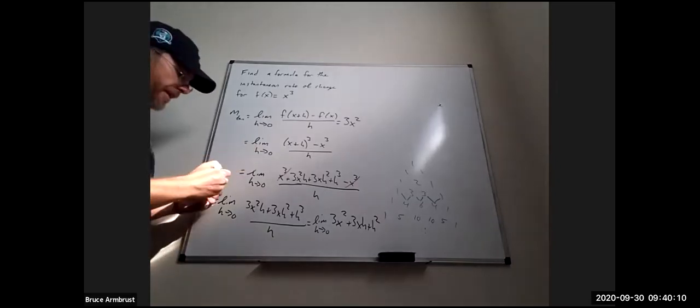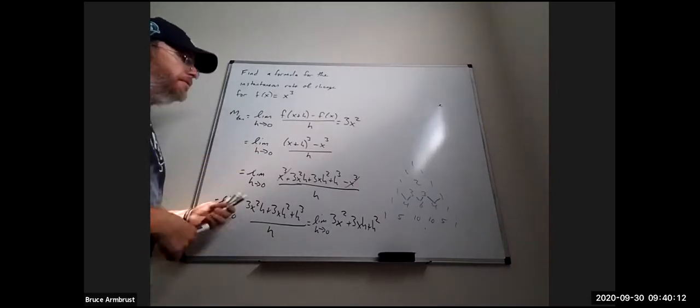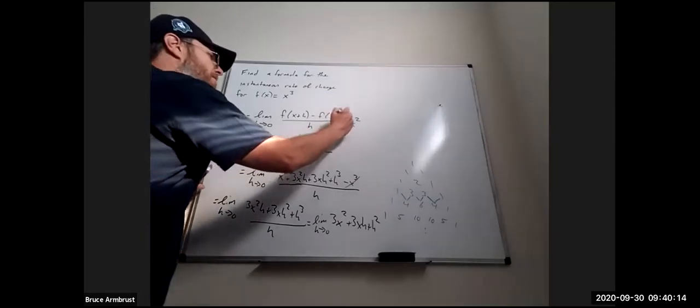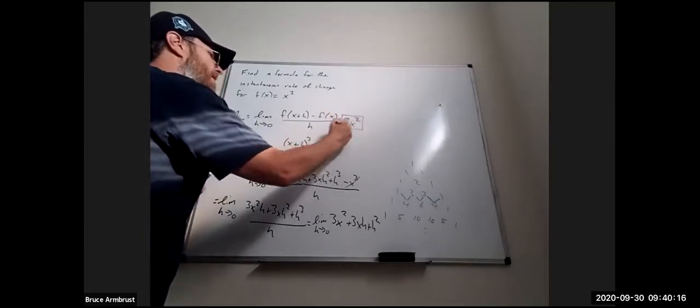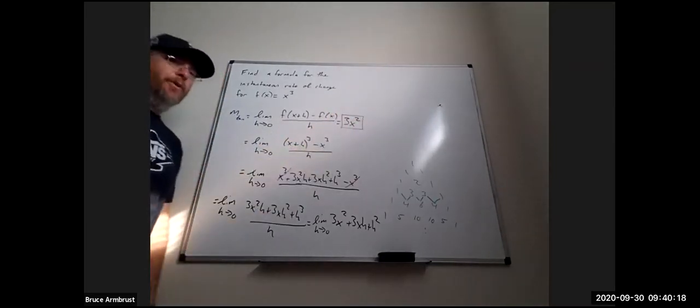All right, so check it out. We have a formula now that tells us the slope of the tangent line anywhere.